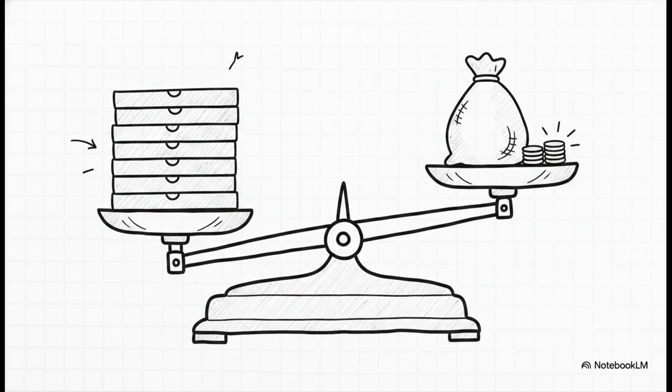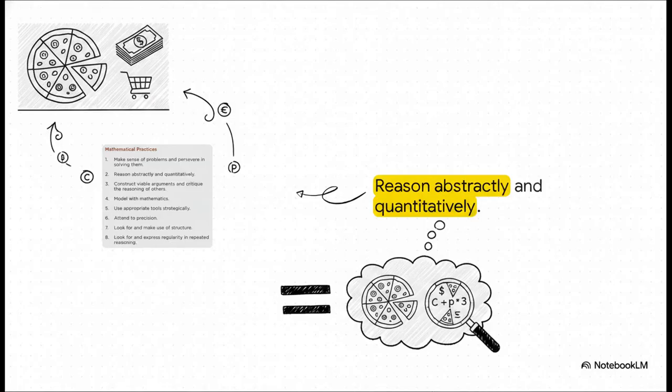The equation we just wrote? It's simply making the claim that the total cost is fundamentally dependent on the number of pizzas ordered, and that it grows at a constant rate. This actually ties directly back to our core mathematical practices, the ability to reason abstractly and quantitatively.